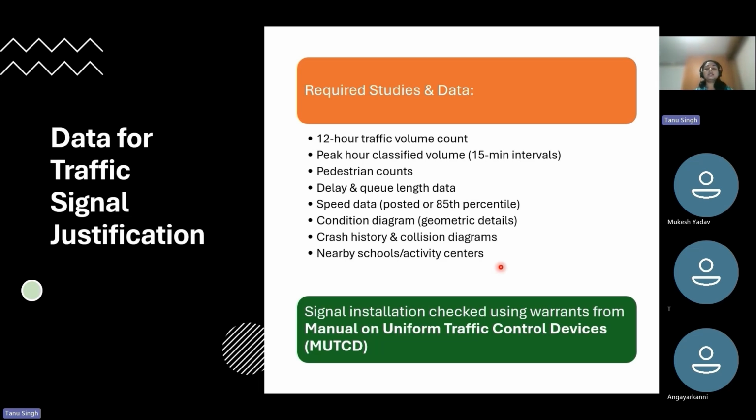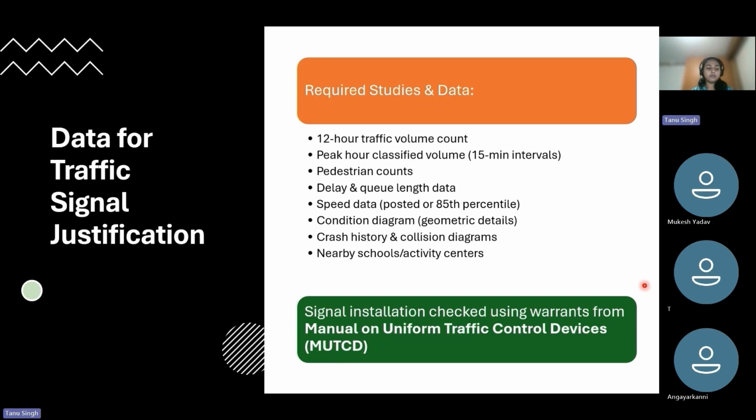This signal installation is checked using warrants from the Manual of Uniform Traffic Control Devices. It's all known as MUTCD. However, satisfying a warrant does not automatically mean we must install a signal. So engineering judgment is important. The final decision must ensure an improvement in safety and operational efficiency.